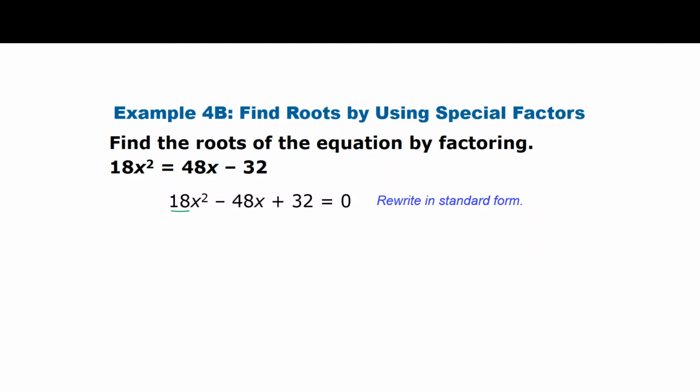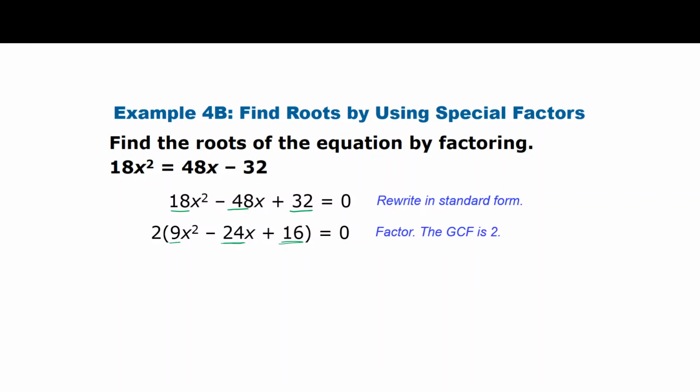I look at my 18, negative 48, and 32, and I don't see that those are perfect squares, but what I do see is that there's a 2 in each of those that I could factor out. So there's a common 2. It's the greatest common factor. So I'm going to factor a 2 out. So 18 divided by 2 is 9, 48 divided by 2 is 24, and 32 divided by 2 is 16.